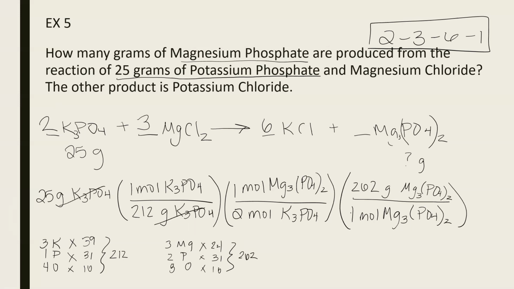Grams of potassium phosphate cancels out grams of potassium phosphate. Moles of it cancels out moles of it. Moles of magnesium phosphate cancels out moles of magnesium phosphate. We're left with grams. That's what we're looking for. Ready? 25 times 1 divided by 212 times 1 divided by 2 times 262 divided by 1. I got about 15.4. Should be pretty close. Okay?